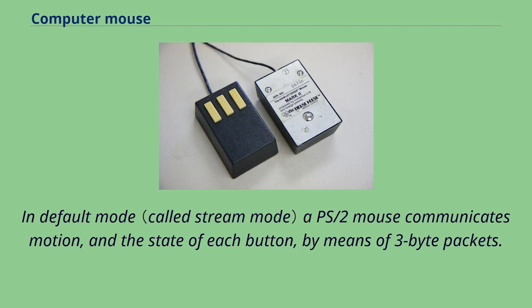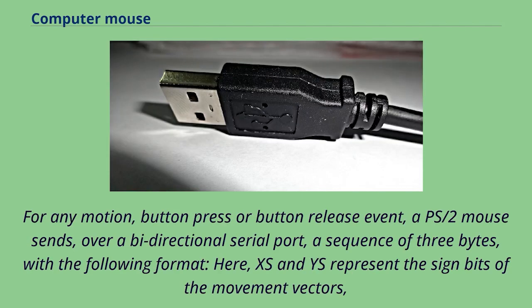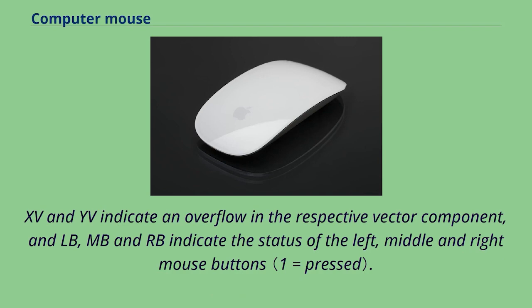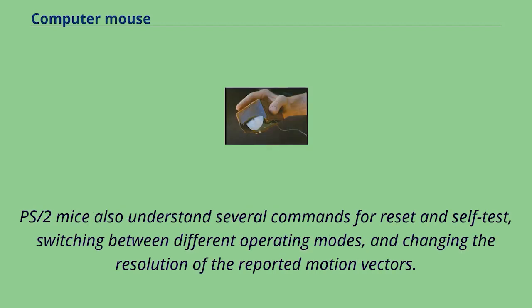In default mode, a PS/2 mouse communicates motion and the state of each button by means of 3-byte packets. For any motion, button press or button release event, a PS/2 mouse sends, over a bidirectional serial port, a sequence of 3 bytes, with the following format. Here, XS and YS represent the sign bits of the movement vectors. XV and YV indicate an overflow in the respective vector component, and LB, MB and RB indicate the status of the left, middle and right mouse buttons.